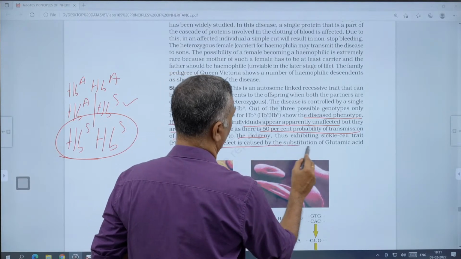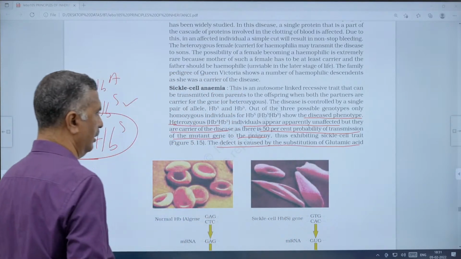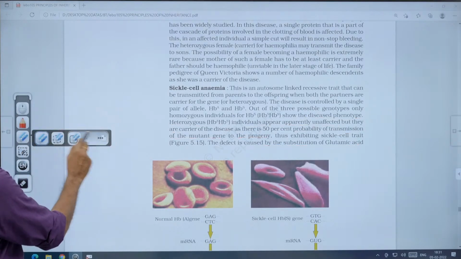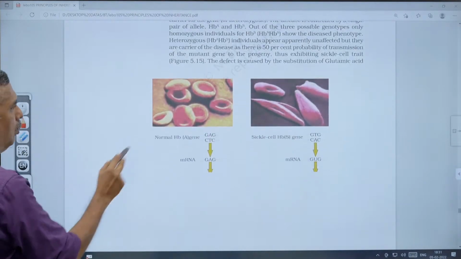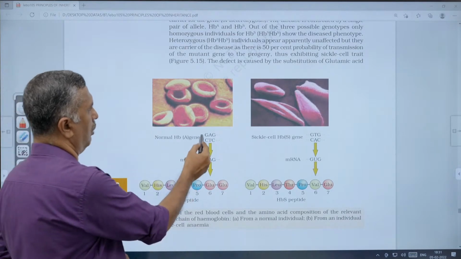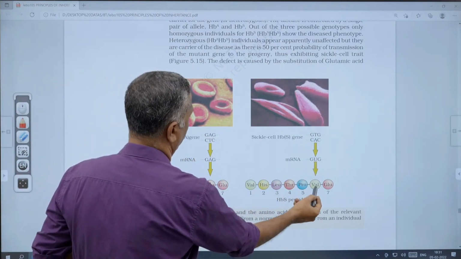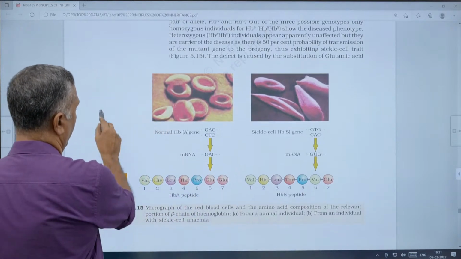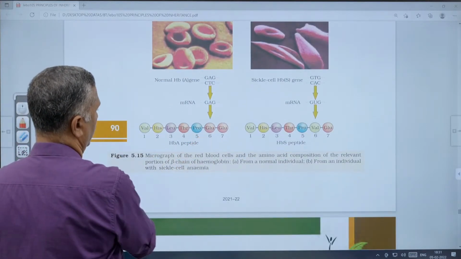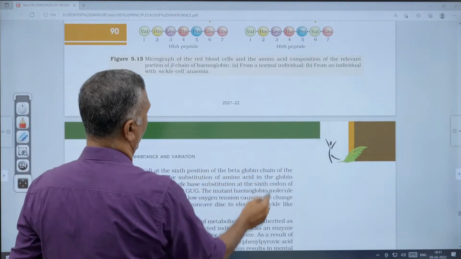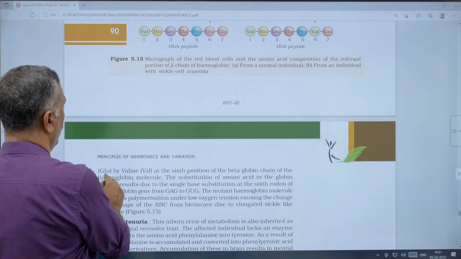The defect is caused by the substitution of glutamic acid. Glutamic acid is replaced by what? Valine. Glutamic acid by valine. At which position? The 6th position, the 6th codon of the beta chain of the globin molecule. So glutamic acid is replaced by valine.